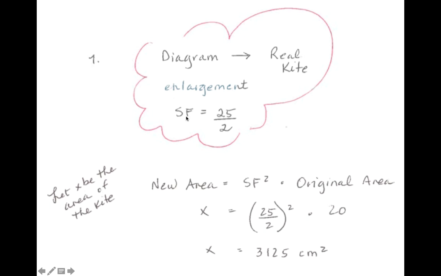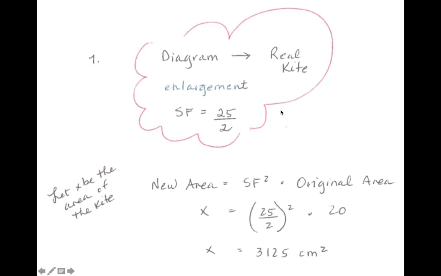I have the numbers 2 to 25. And so I know the 25 will have to be on top and the 2 on the bottom to make sure that my scale factor is larger than 1. And then I use my formula. So the new area of the new kite is the scale factor squared times the original area. So my scale factor squared times the original area, I have an area of 3,125 centimeters squared for my kite.